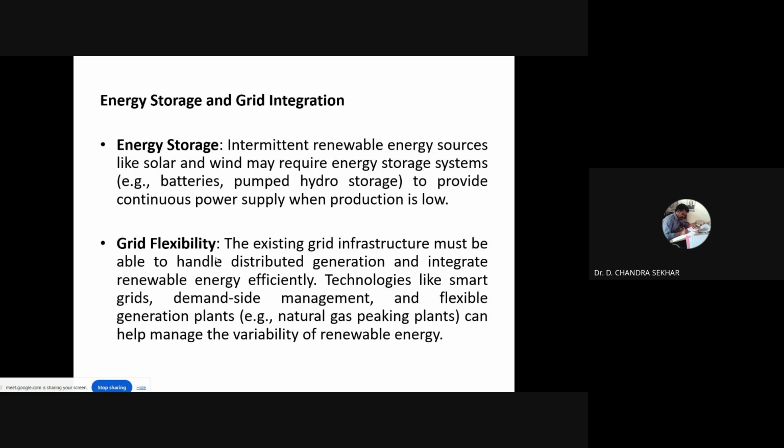And this is energy storage and grid integration. Intermittent renewable energy sources, solar and wind, may require an energy storage system. Energy storage systems with batteries and pumped hydro storage provide a continuous power supply when production is low. The production units that use renewable energy sources are usually of a limited size.